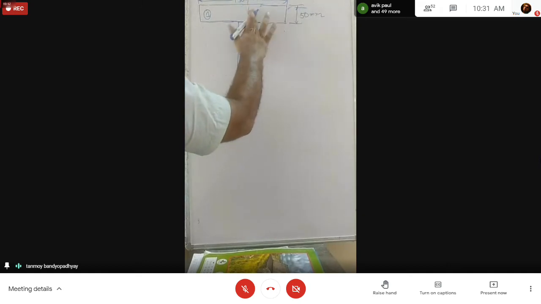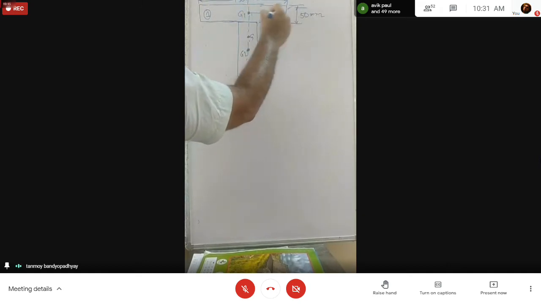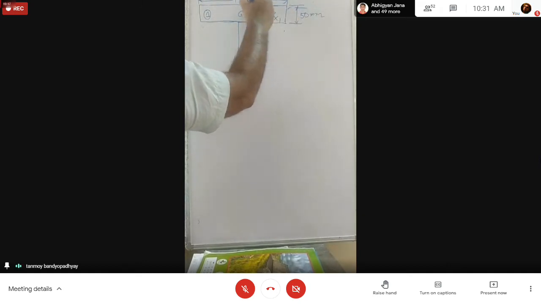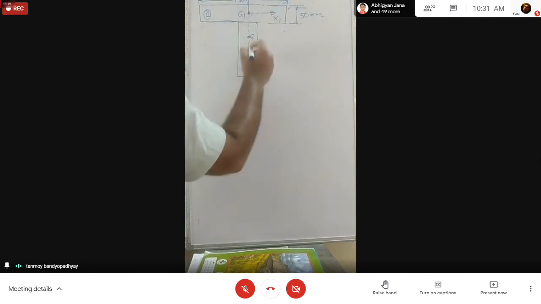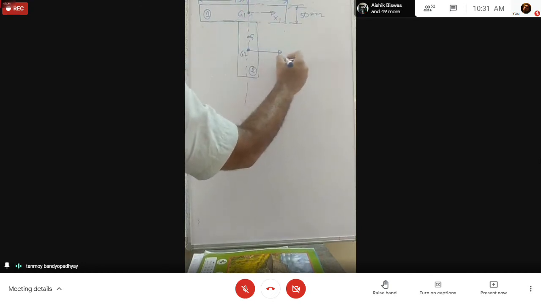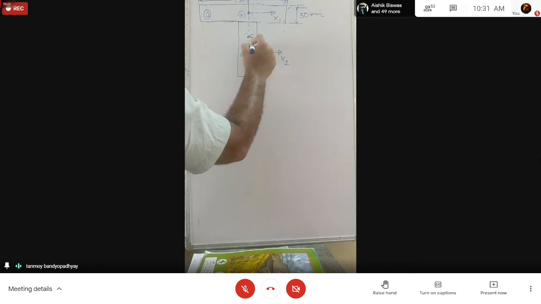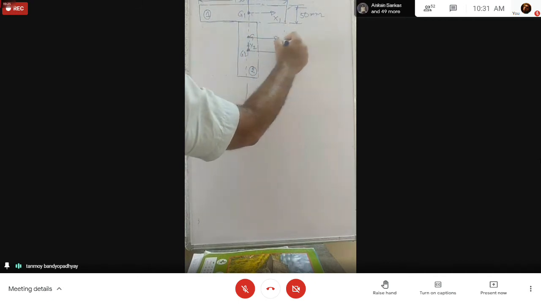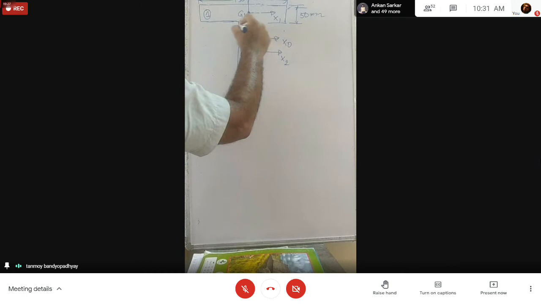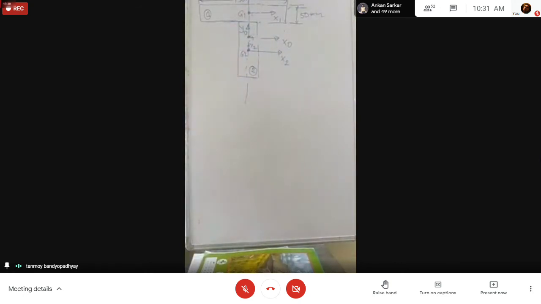Okay? Now we consider the local axis system. I'm calling this G1, this one X1 and this one Y1. For G2, I'm calling this X2 and this one Y2. And from G passes the centroidal axis, so we are calling the axis system X0 and Y0. Get it?